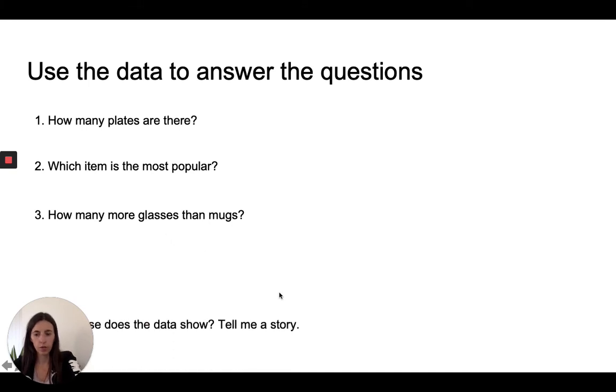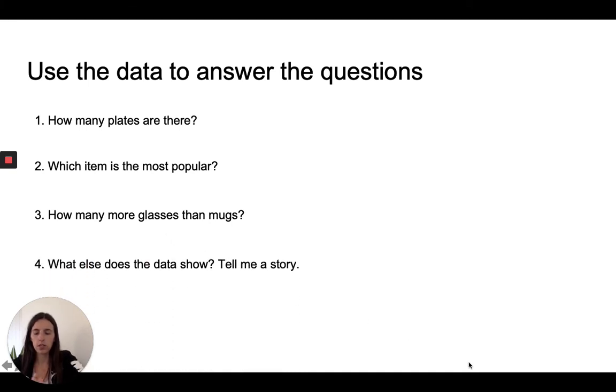Okay, question 4. What else does the data show? So the data means information. What else does the information show? The information you've collected in the tally chart, what else does it show? Tell me a story.